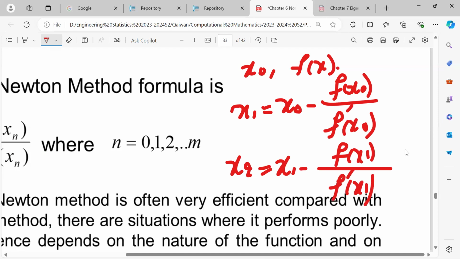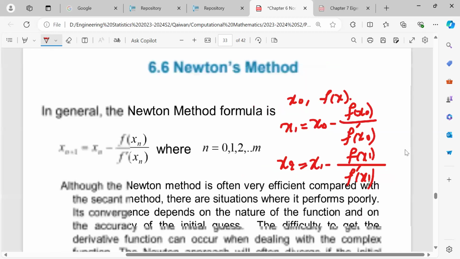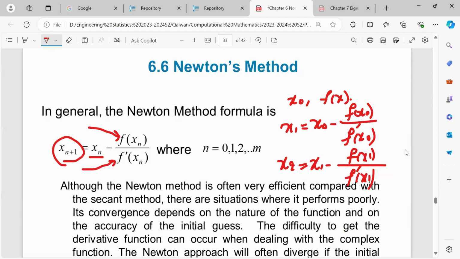Then for each x, we use the previous one, and we use the same formula, which is xn plus 1 equals xn minus f of xn divided by f prime of xn. But here, you have to first find the derivative of the function. You should know how to find the derivative of a function. Okay.